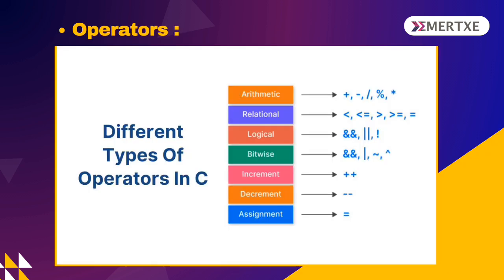Operators. Operators are special symbols used to perform operations on variables and values. In C, there are several types of operators.